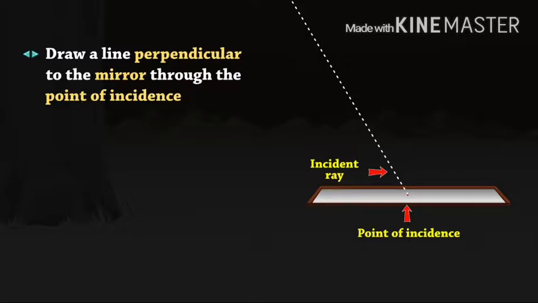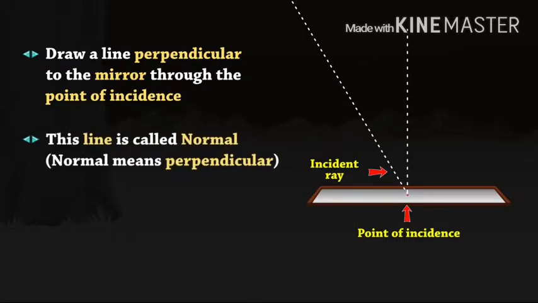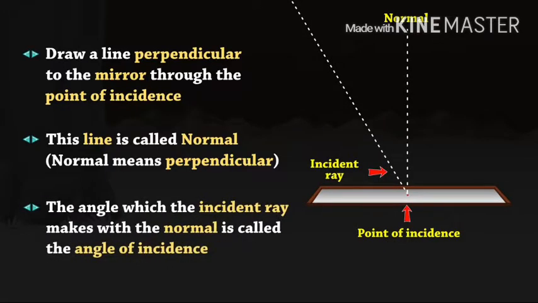Draw a line perpendicular to the mirror through the point of incidence. This line is called normal. The angle which the incident ray makes with the normal is called the angle of incidence.